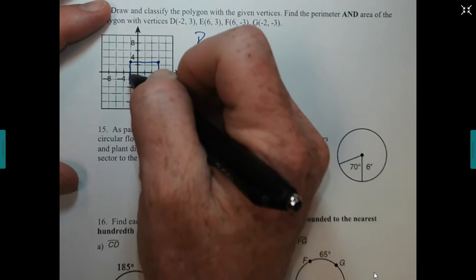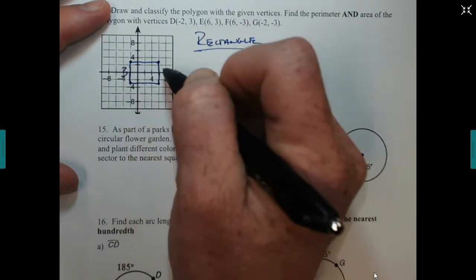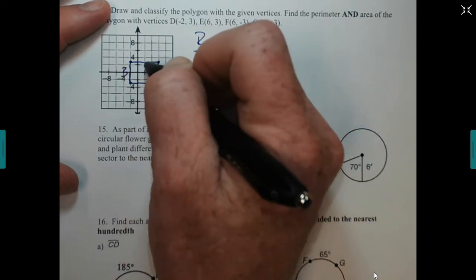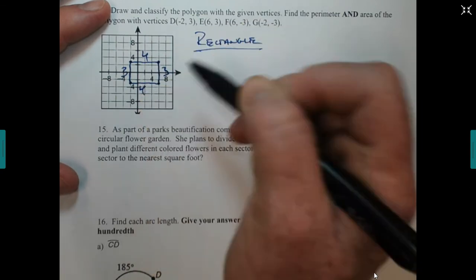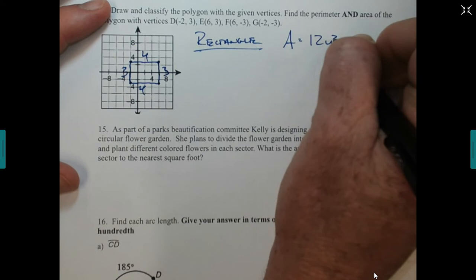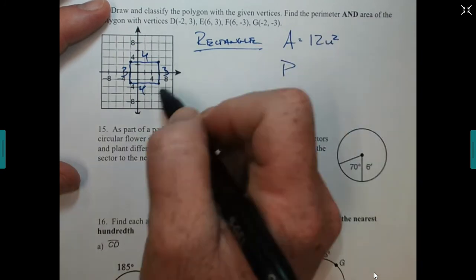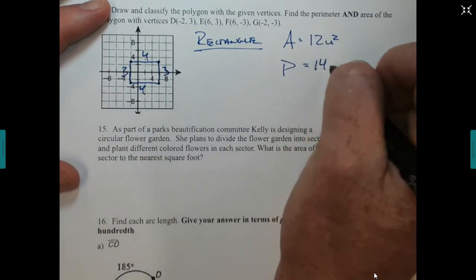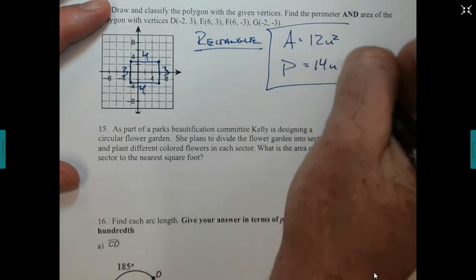Let's see if I can count the sides. I got 3 for those 2 sides, and 1, 2, 3, I got 4 for the top and bottom. That means the area is 4 times 3, which is 12 square units. The perimeter would be all those added up, which is 14.